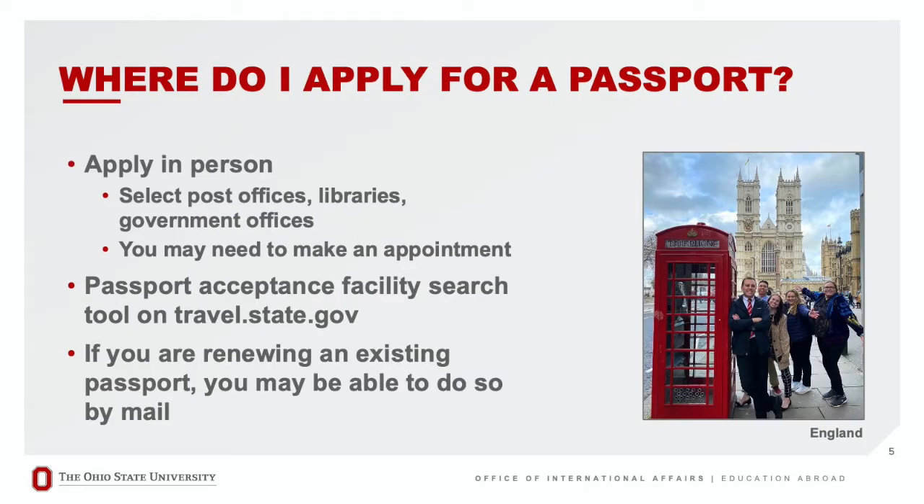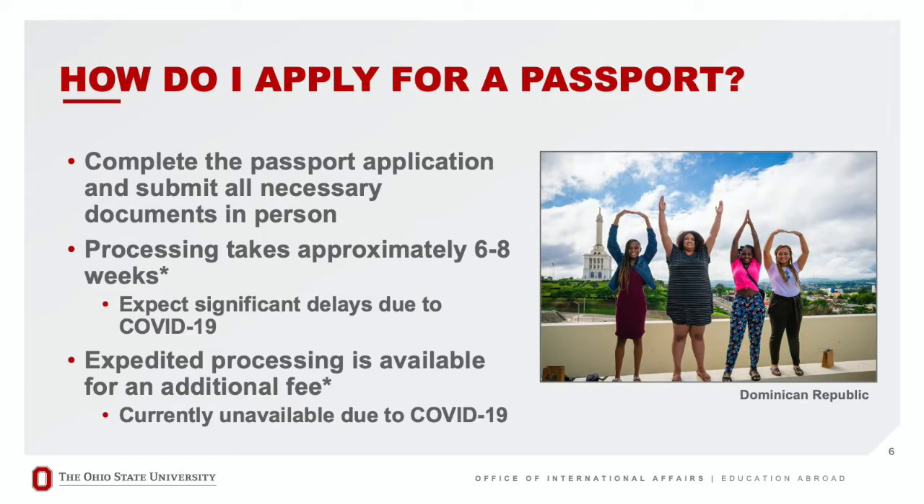You must apply for a passport in person at a passport acceptance facility. Applications can be received at select post offices, libraries, and government offices. You can find these locations using the search tool on travel.state.gov. If you are renewing an existing passport, you may be able to do so by mail. When you apply for a passport, you will need to complete the application and submit all necessary documents in person.